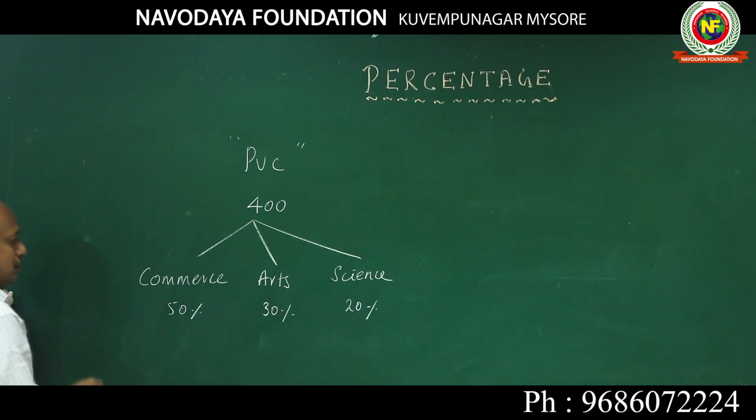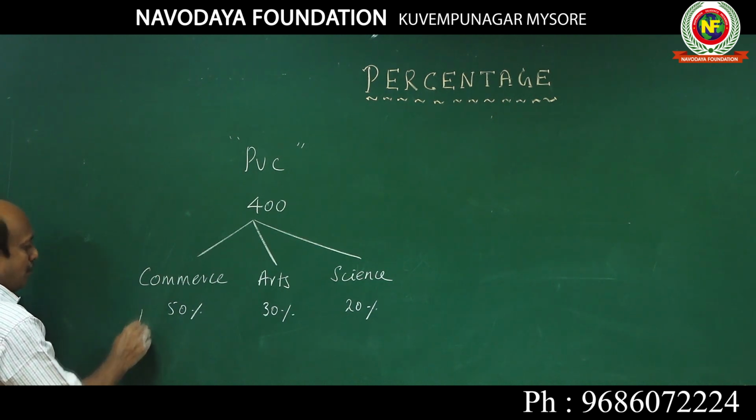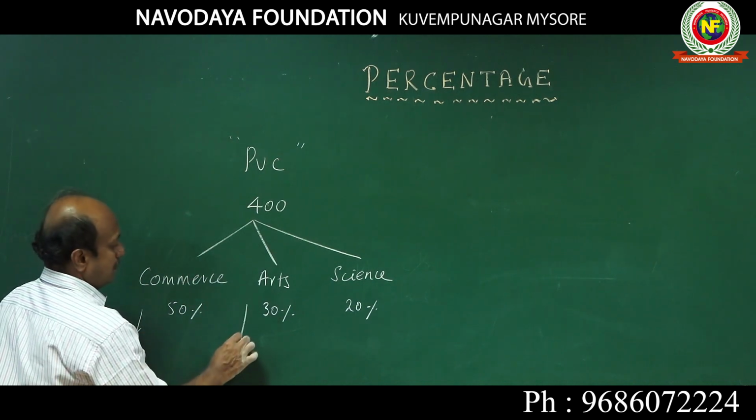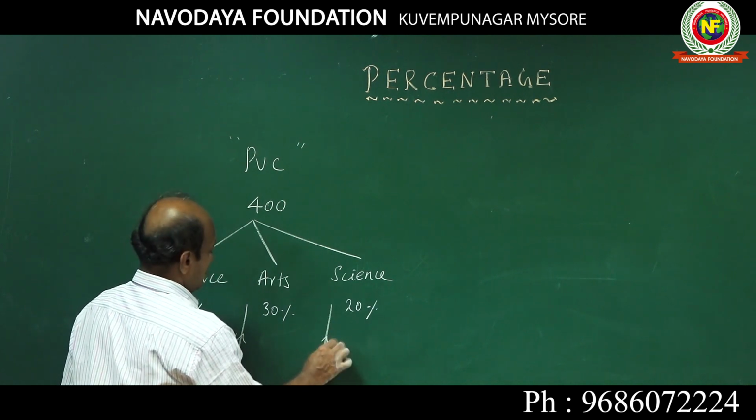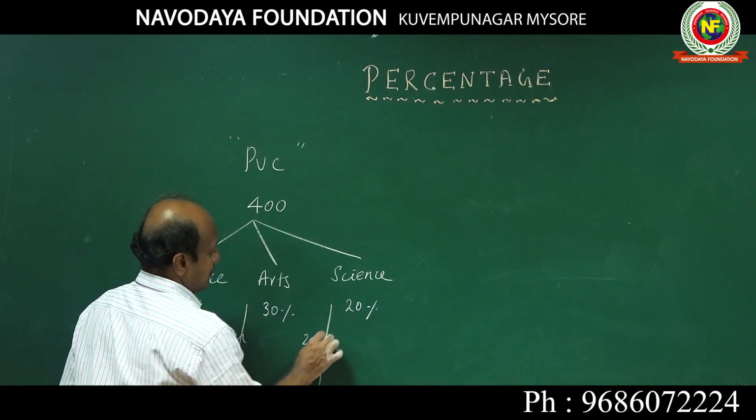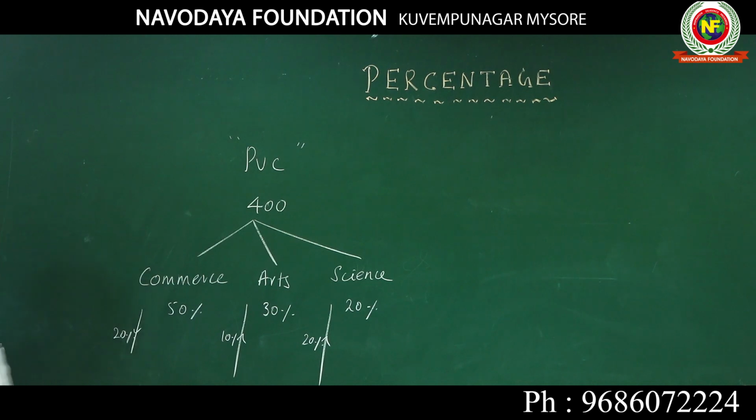The next year, in the admissions, the commerce group has decreased by 20%, the arts group has increased by 10%, and the science group has increased by 20%. Whether the strength is increased or decreased.